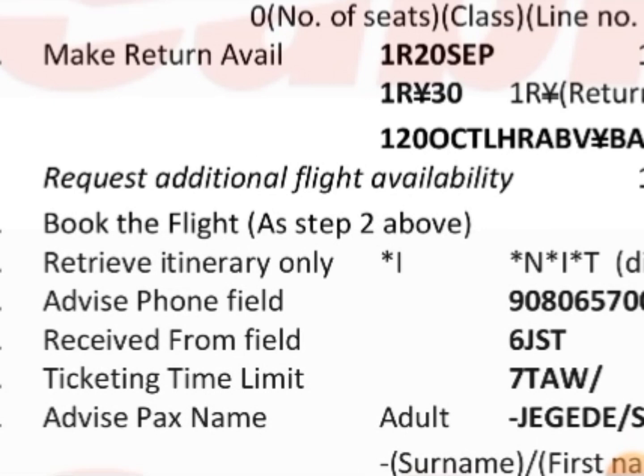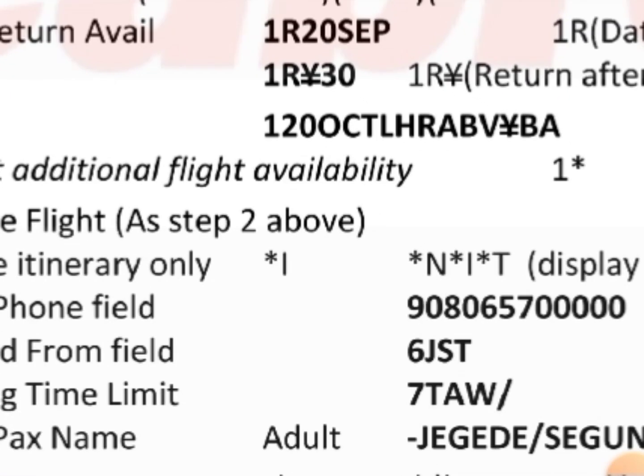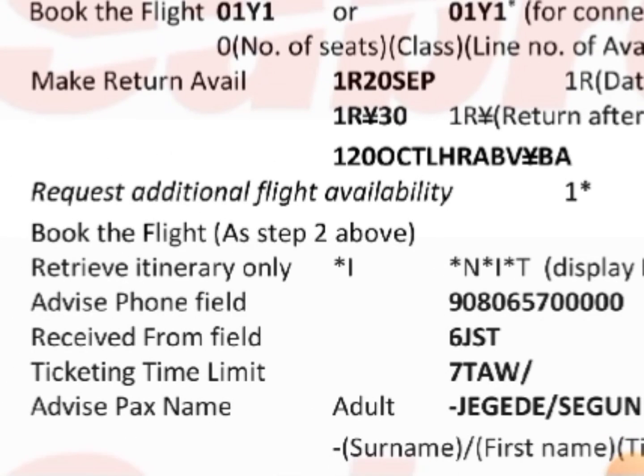So the next thing you're gonna do is, after you've finished with the 5 mandatory fields, that's when you can do this. You can display name, itinerary, ticket time limit. Because you've not done that, you cannot display that. So now let's continue. Advice form field, that's the next thing you do.